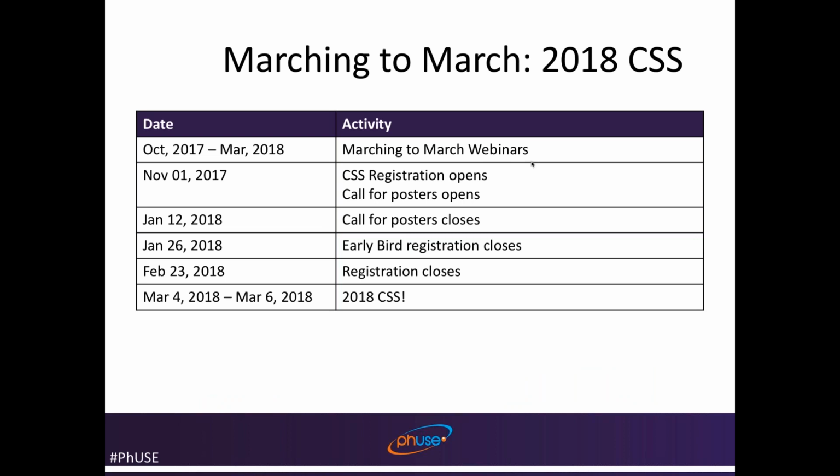I mentioned this a little bit earlier. We have these annual series of webinars, which we call our Marching to March webinars, which provide you information about the Computational Science Symposium in March. So you'll get some overviews of projects. You'll see early in 2018, we'll have webinars that are focused on what to expect at the 2018 meeting. So we hope that you continue to join us on these webinars.